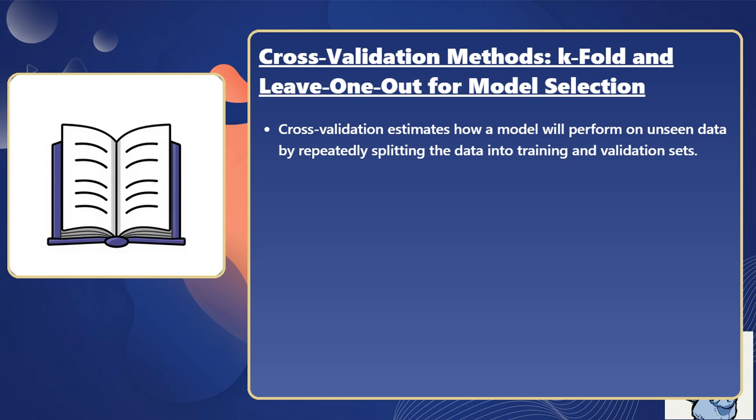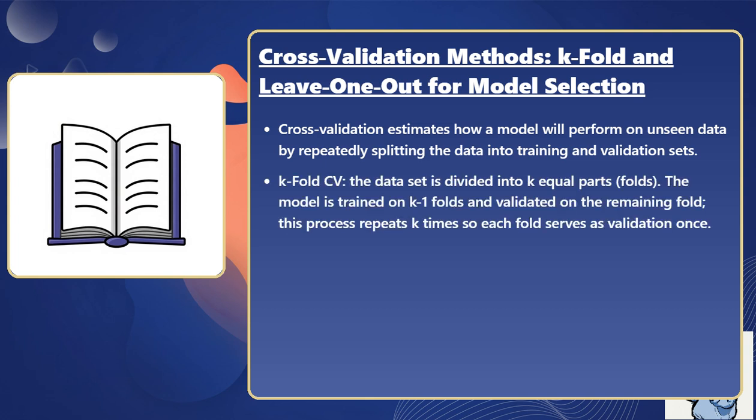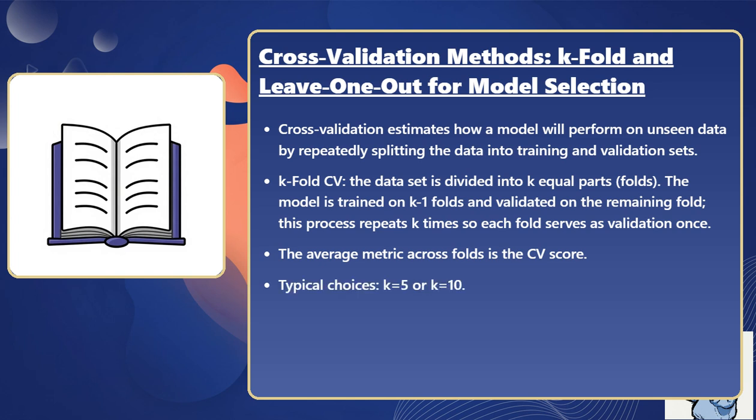Cross-validation estimates how a model will perform on unseen data by repeatedly splitting the data into training and validation sets. K-fold CV: the data set is divided into K equal parts, folds. The model is trained on K-1 folds and validated on the remaining fold. This process repeats K times so each fold serves as validation once. The average metric across folds is the CV score. Typical choices: K equals 5 or K equals 10.